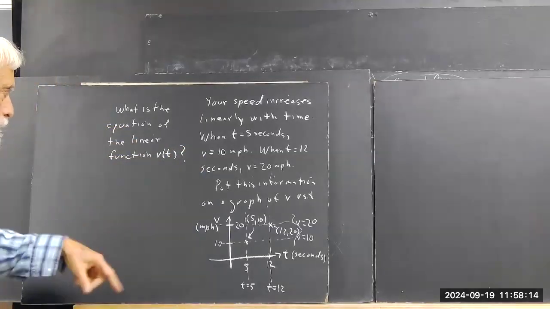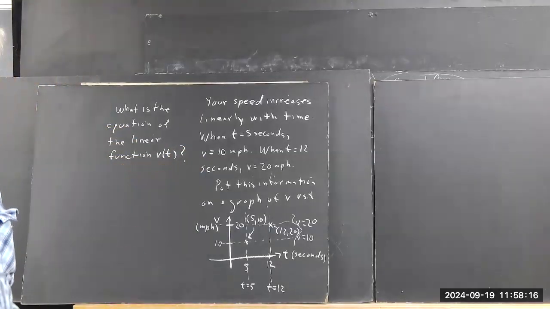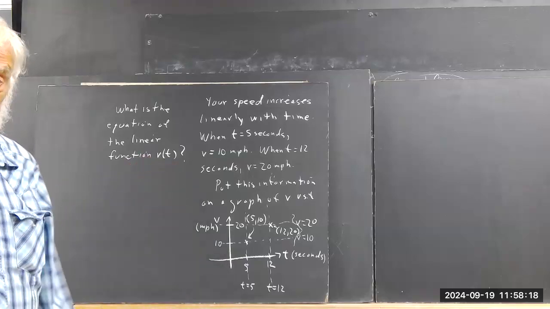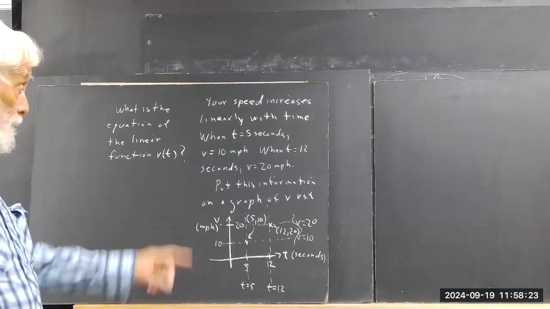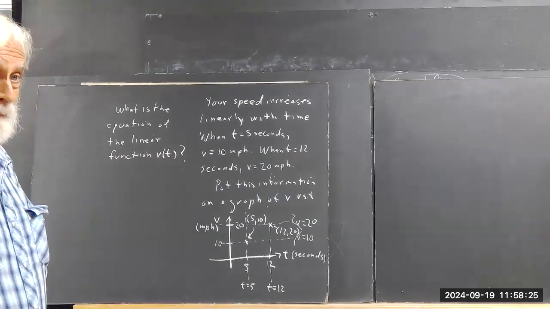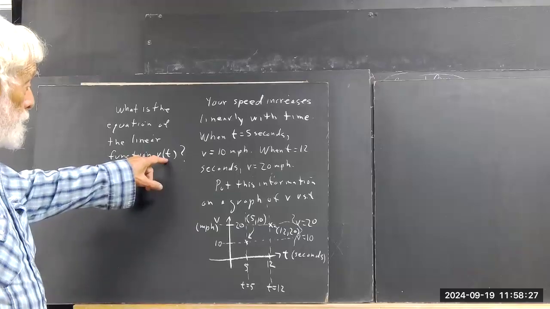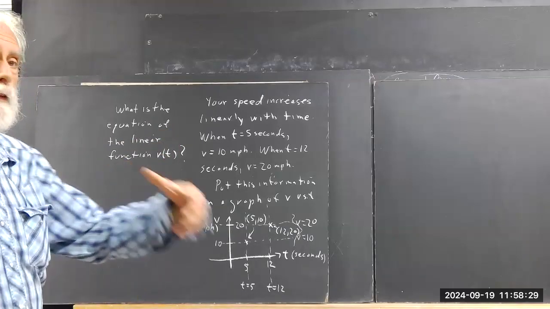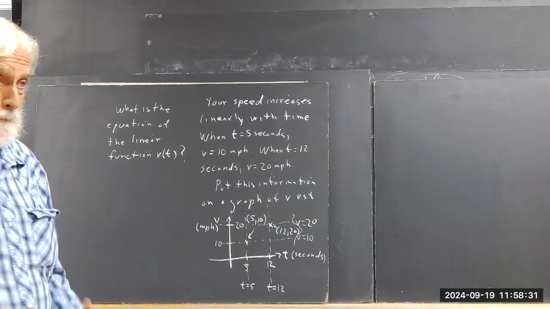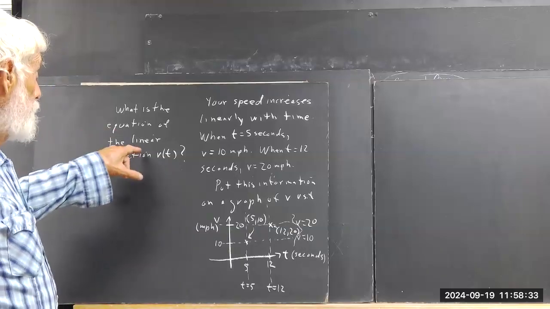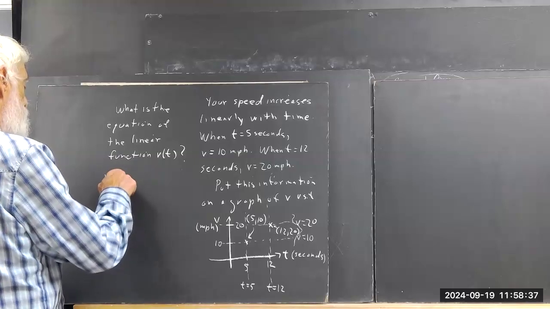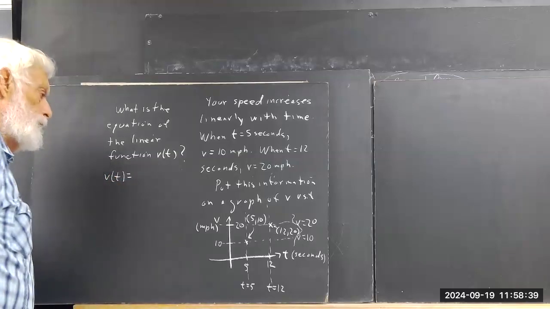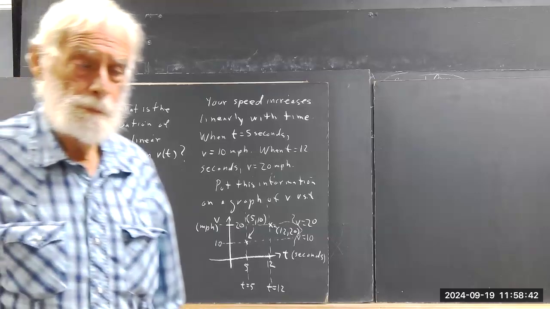What's the equation of the linear function v of t? That's not v multiplied by t. You don't multiply v by t. In this situation, that's function notation. So if I give you a value of t, you replace t here, and you have a formula for v of t. So what's the equation of linear function v of t? V of t equals what?